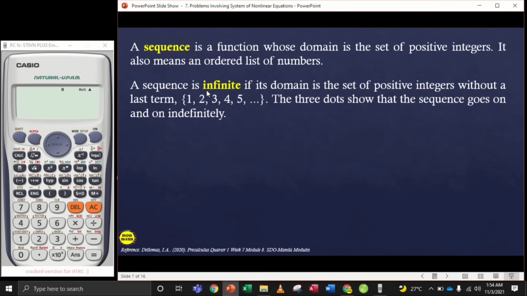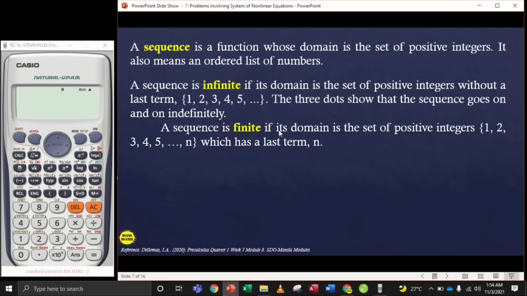So a sequence is infinite if its domain is the set of positive integers without a last term. So like for example, ito. So kapag meron tayong nakitang ellipsis, o yung 3 dots, ibig sabihin that is an infinite sequence. So the 3 dots show that the sequence goes on indefinitely. And a sequence is finite if its domain is the set of positive integers, like for example 1, 2, 3, 4, 5 up to n, which has a last term. So kapag nag-end, ibig sabihin that is a finite sequence.